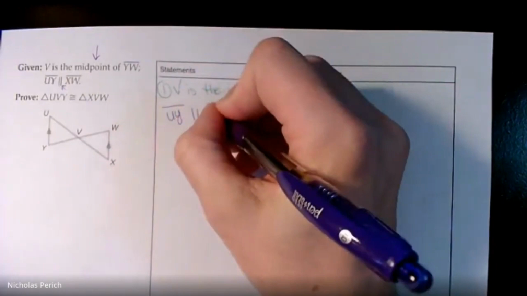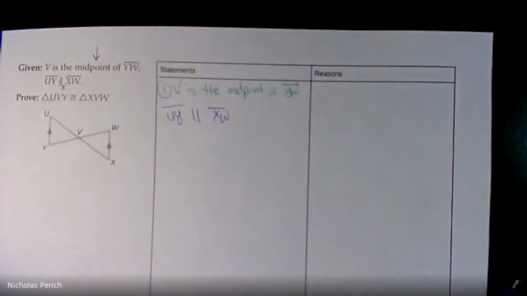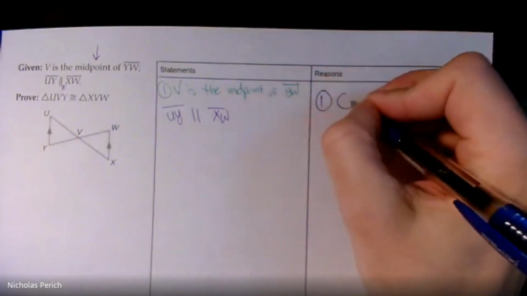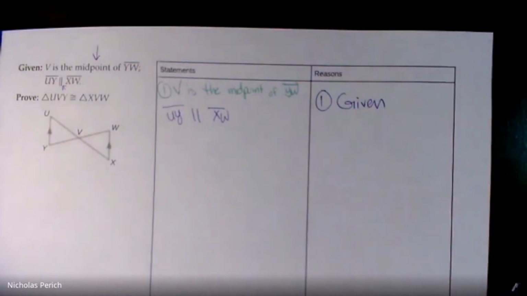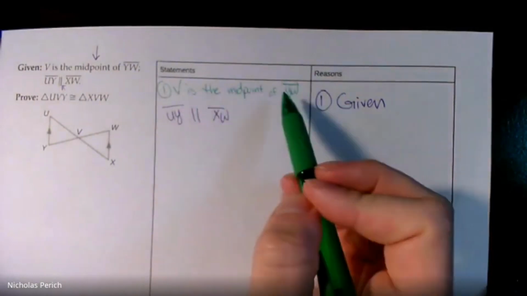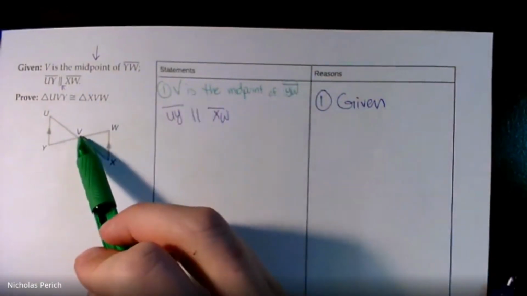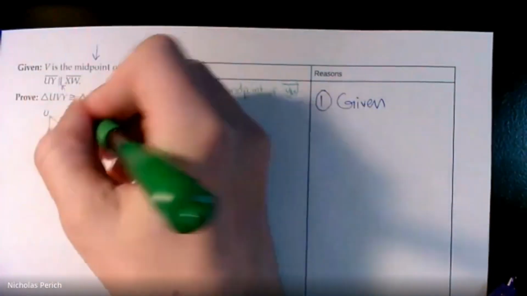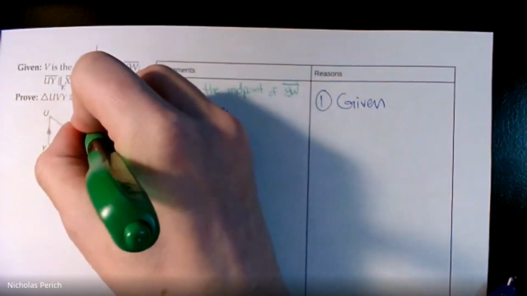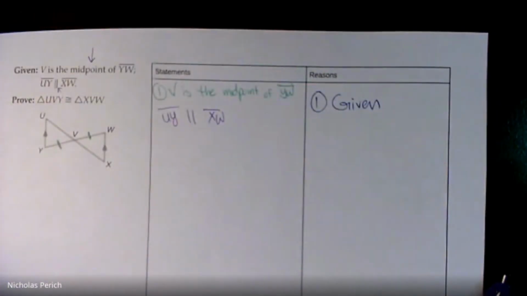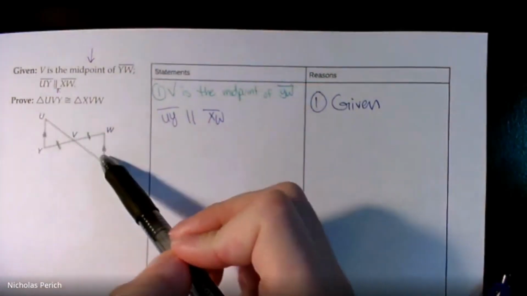UY is parallel to XW. All of this is given. All right. V is the midpoint of YW. What does that mean? V is in the middle of YW, which means YV and VW are congruent. Am I allowed to say that UV and VX are congruent?